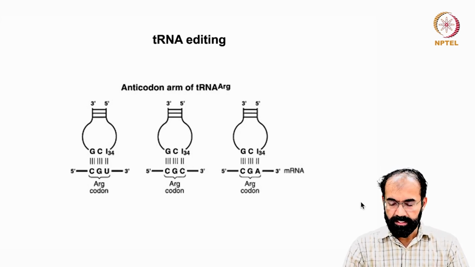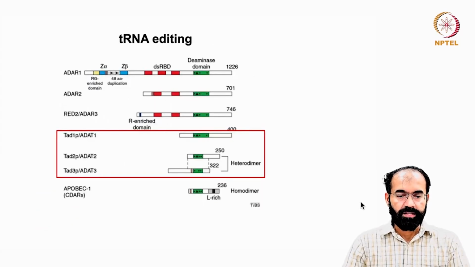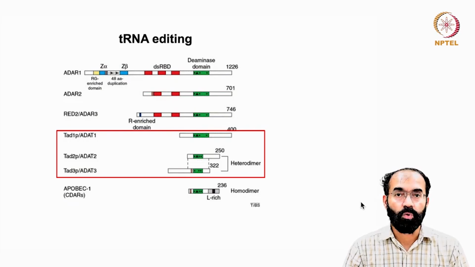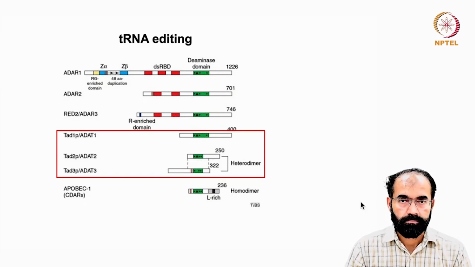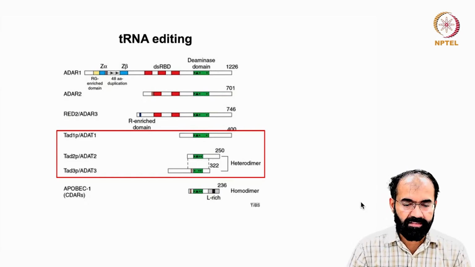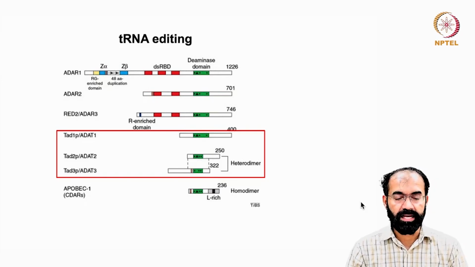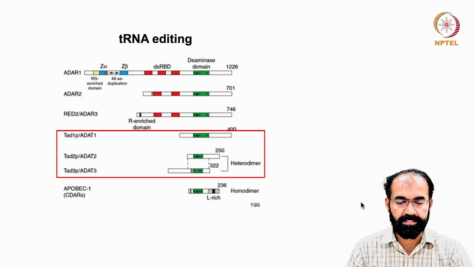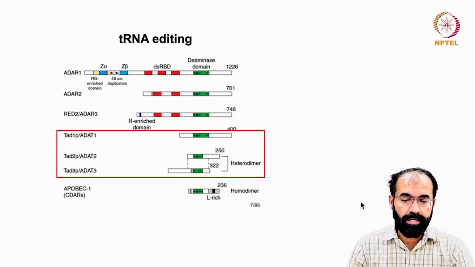And in the previous class we were discussing different proteins that are capable of editing RNA at specific levels, and we know these RNA editing enzymes have a specific domain for recognizing the RNA, and also a specific domain for carrying out the deaminase function.